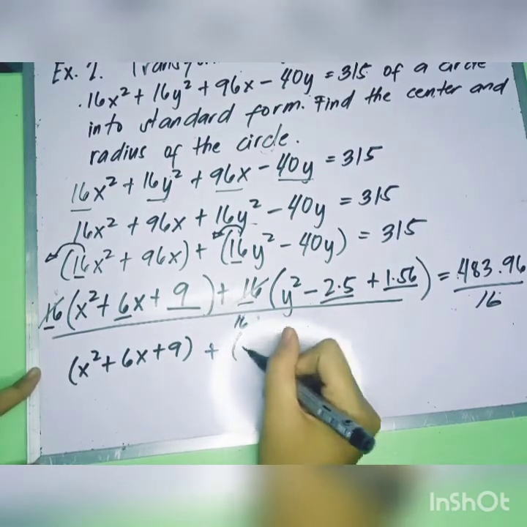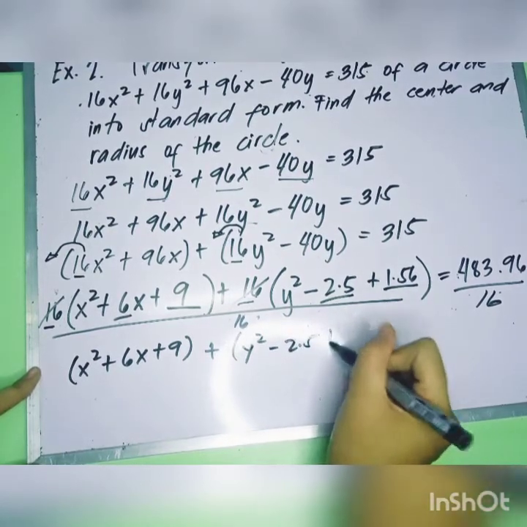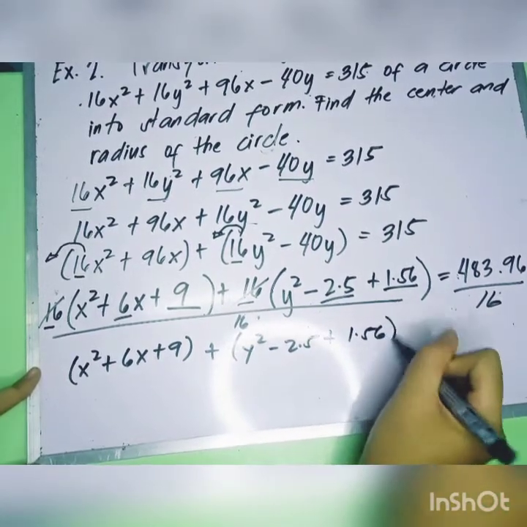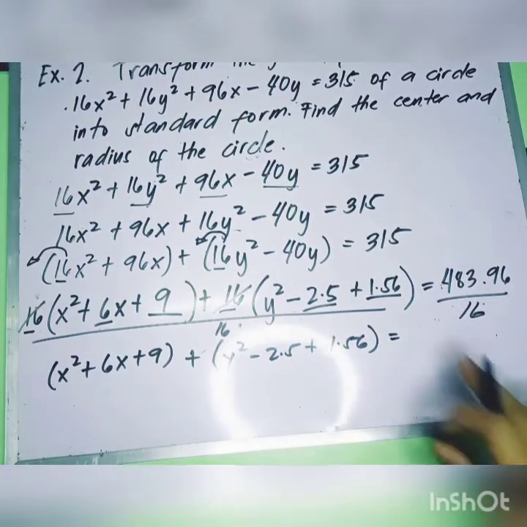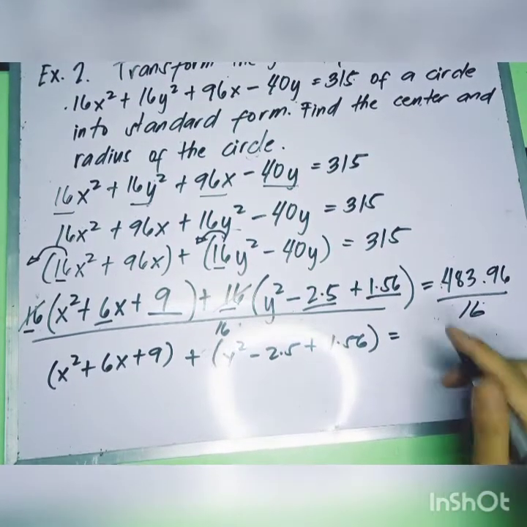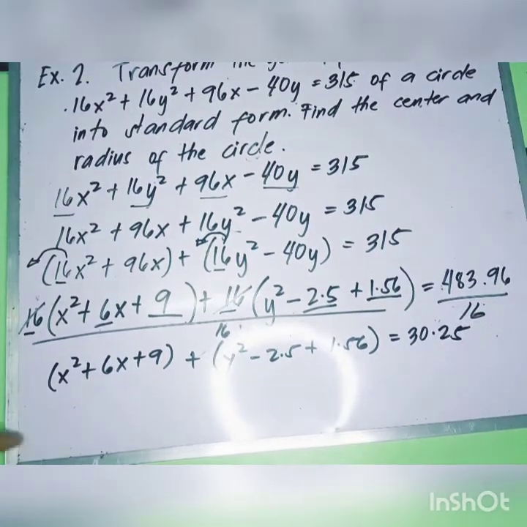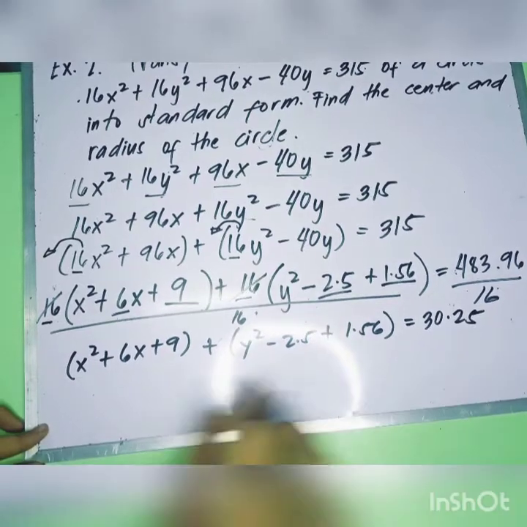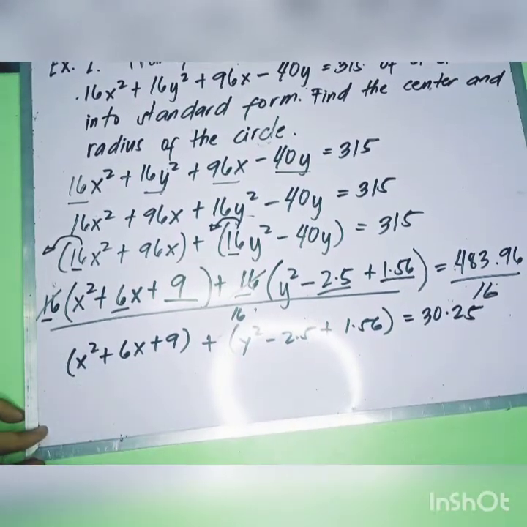and then, y squared minus 2.5 plus 1.56 is equal to, and then, simplify 483.96 divided by 16. We have the answer of 30.25. Okay? After that, we're going to make this expression into standard form. Okay? We're already near the standard form.